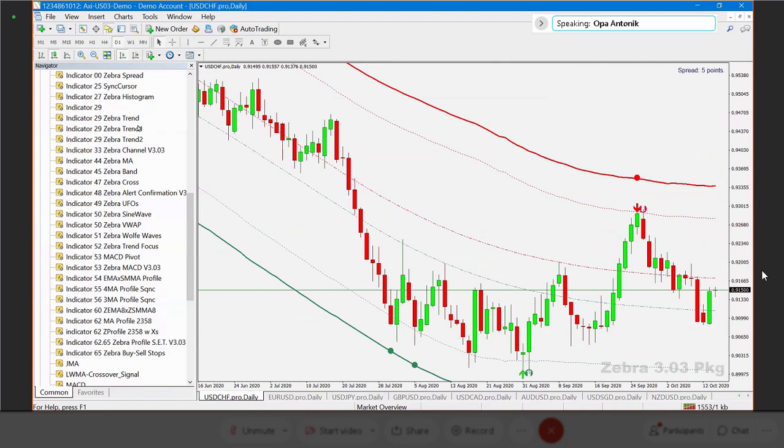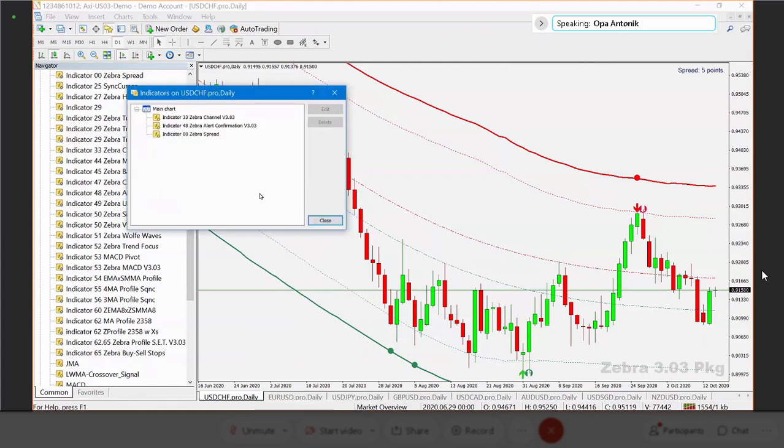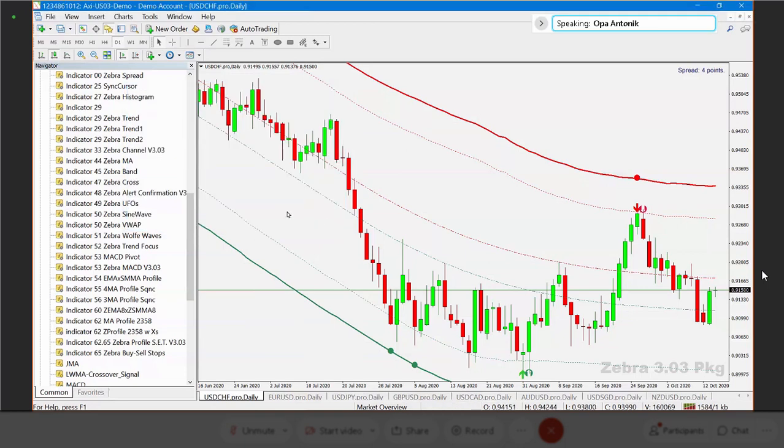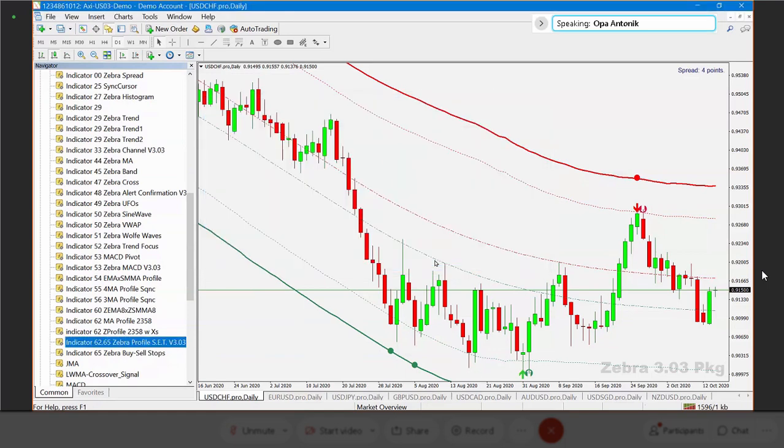Okay, let's go ahead now and add. Let's first take a look at what's on the chart. You can see we have the channel and we have the alerts. Those are the two indicators that are on there right now. Always we have our spread that gives me that information. So what do I need to put on here? I need to put on the SET, the profile and SET. I'm going to leave everything on here for now and say okay.